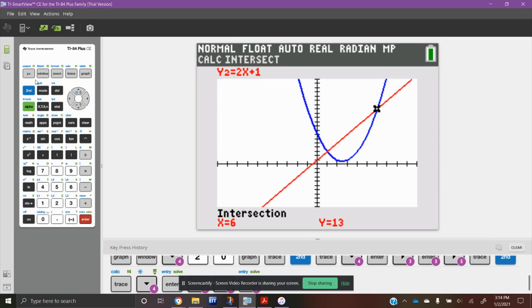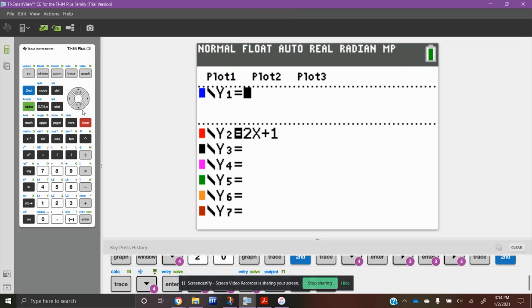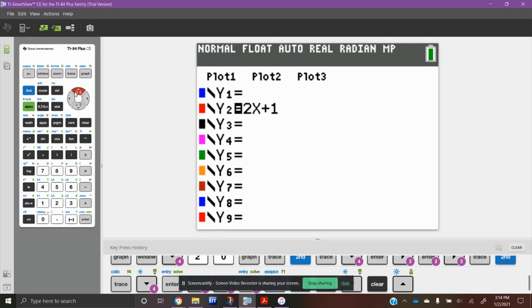So now let's take a look at one that has two quadratics. Okay, just so you can see what that looks like.